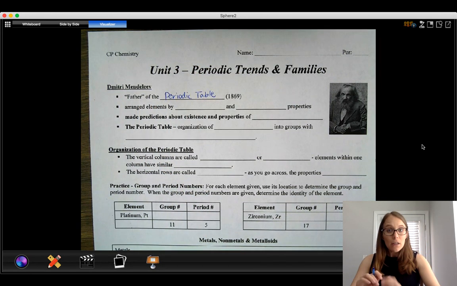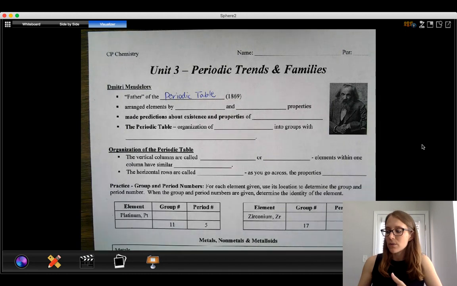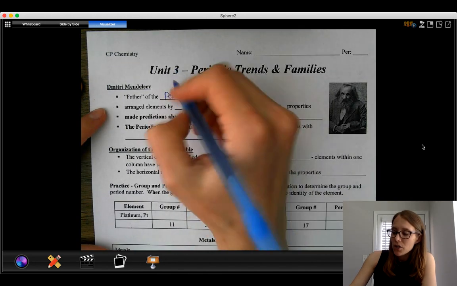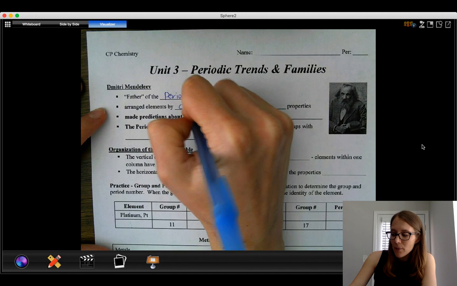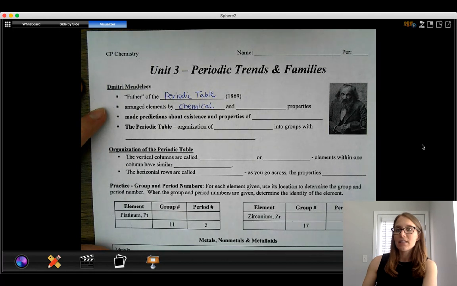And he was not the first person to try to organize elements into a periodic table. So he's not the first person who did this, but he's the one who started to arrange it in a way that we continue to use now. So he arranged elements by their chemical properties. Chemical properties means how they react. So is this element reactive or unreactive with water? Is it reactive or unreactive with oxygen? Does it burn? Things like that.